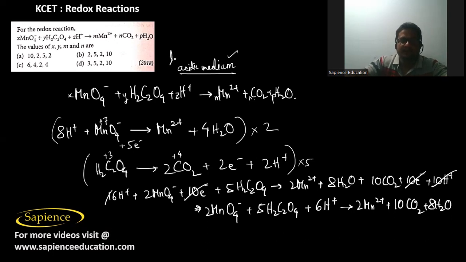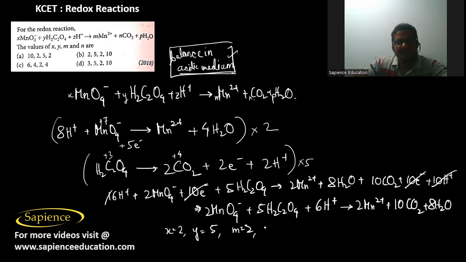So here simply we have to balance this ionic equation in the acidic medium, then only we will get it. So here it means the value of x is 2, y is 5, m is 2 again, and n is 10. So 2, 5, 2, 10. So option B is the correct answer.